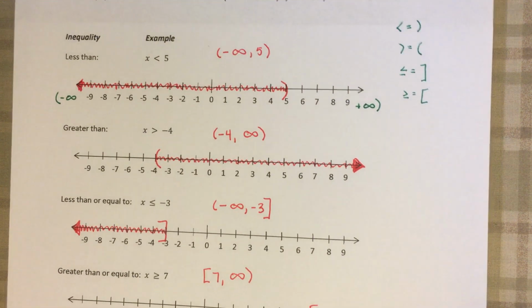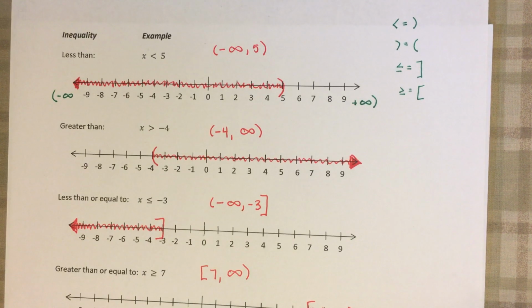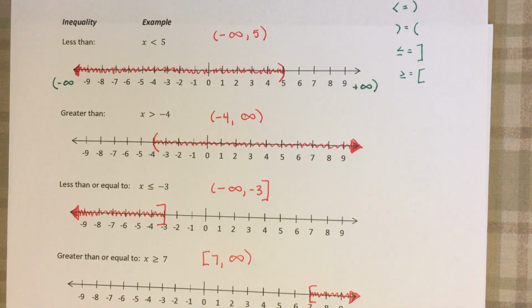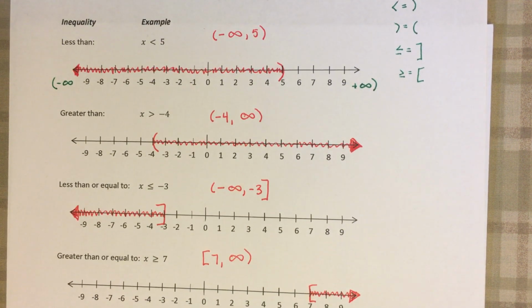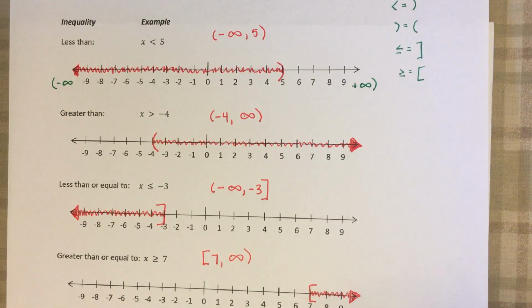For most of the problems that we're going to do in this chapter, you're going to be asked for a couple of different parts to your answer. We're going to be asked for some sort of interval and some sort of number line with the correct shaded area indicated as well.